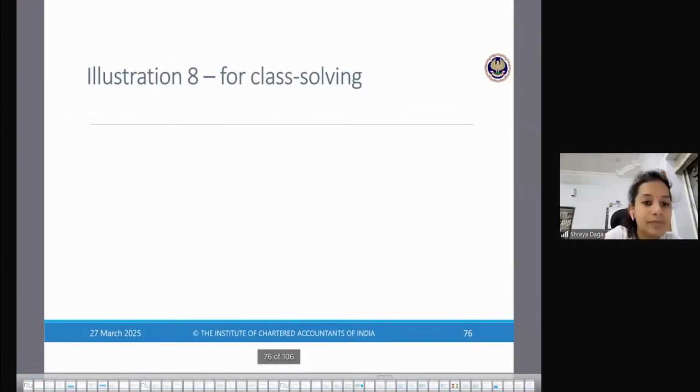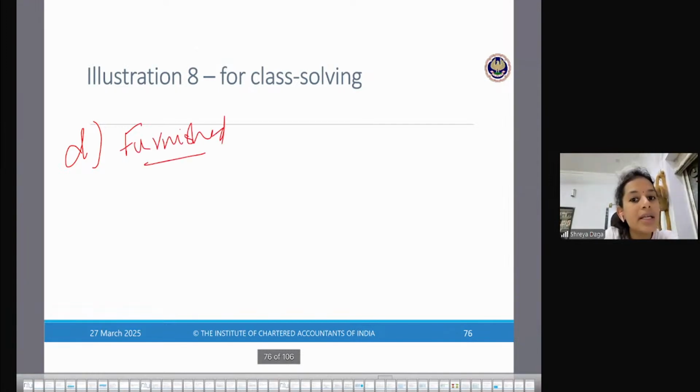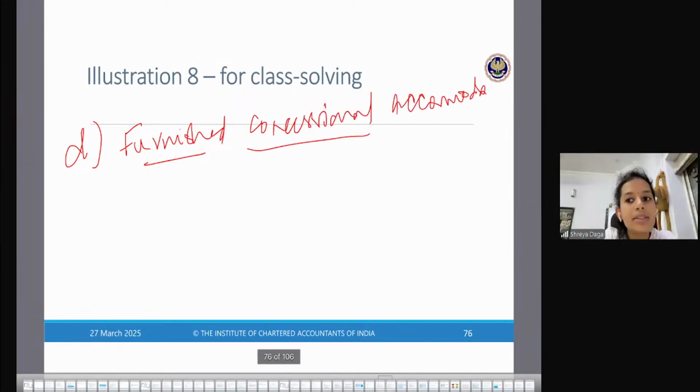Let us solve here. First, this is a case of furnished concessional accommodation, because there is furniture given and some rent is being recovered from the employee. So in case of furnished accommodation, how do you value it? What is the valuation rule for furnished? First, you find it out as if it is completely rent-free. Then you reduce the concession, and that's how you determine the concessional value.